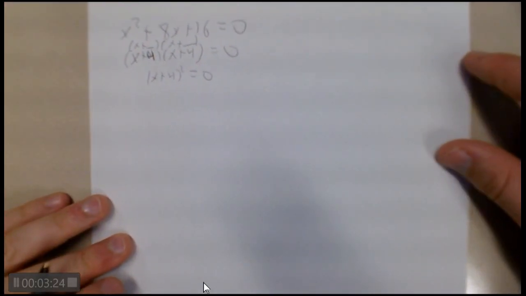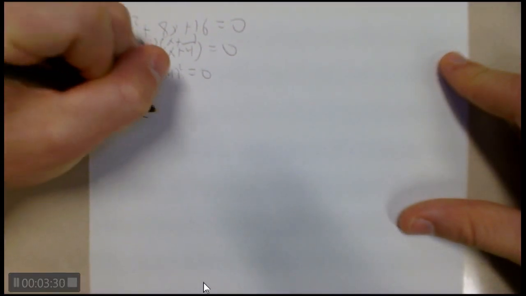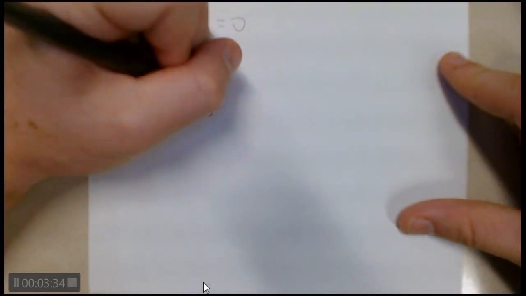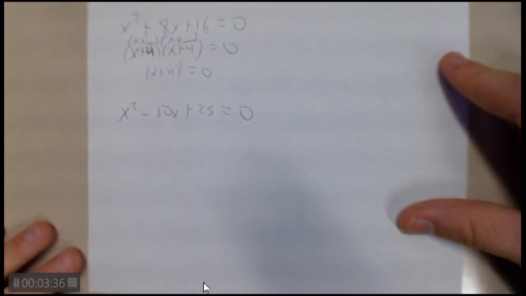Alright, so I just went and found some numbers that multiply together to get 16, and added together to get 8. So it's x plus something times x plus something, and that's it. Moving on, one more example. We have x squared minus 10x plus 25 equals 0.